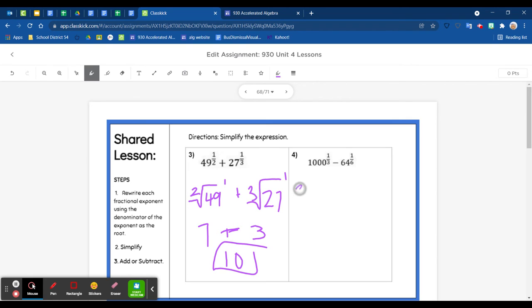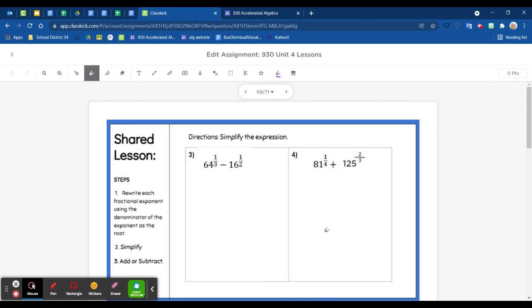So we're going to take the cube root of 1,000 minus the sixth root of 64. So the cube root of 1,000 would be 10. And the sixth root of 64, I believe, is 2. 2 times 2 is 4, times 2 is 8, times 2 is 16, times 2 is 32, times 2 is 64. So yes, it's going to be 2. 10 minus 2 is 8. So simplify first, add or subtract at the end.